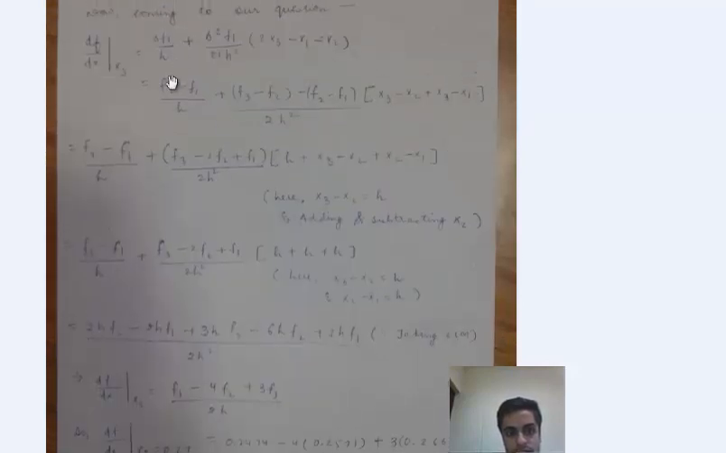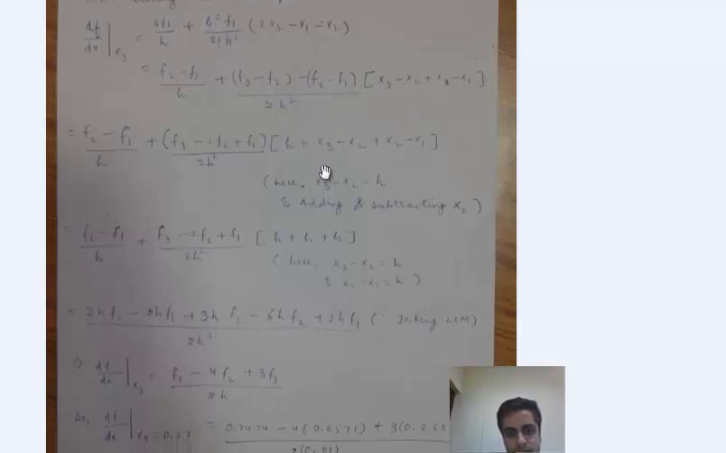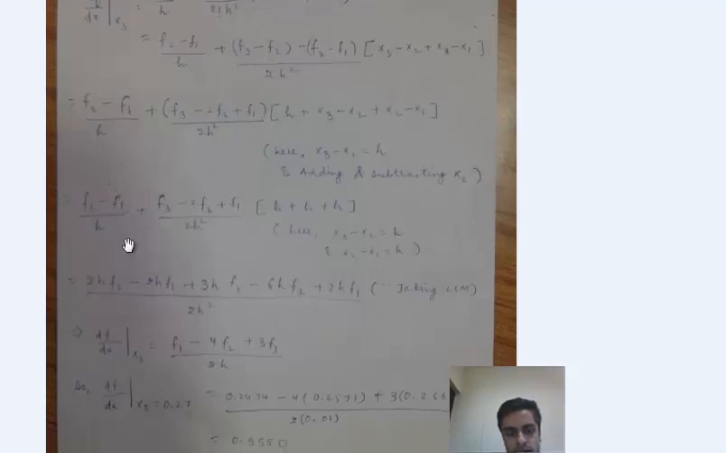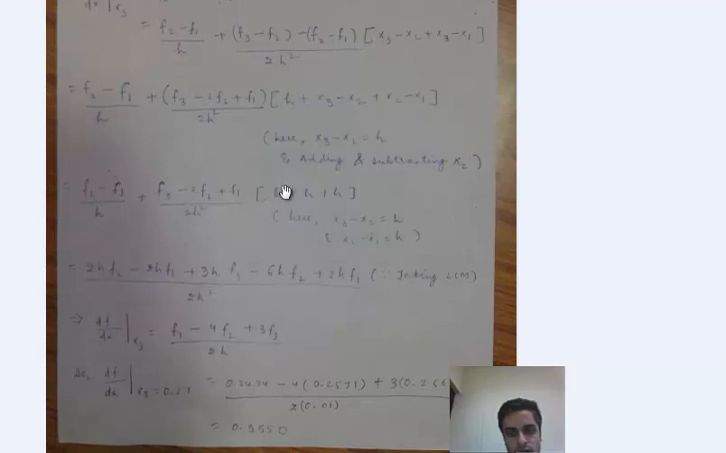We know that delta f1 is f2 minus f1 and delta square f1 is f3 minus f2 minus (f2 minus f1). Now here x3 minus x2 is h, and adding and subtracting x2, we get f2 minus f1 upon h plus f3 minus 2f2 plus f1 upon 2h square dot h plus h. Here we have substituted x3 minus x2 as h and x2 minus x1 as h.